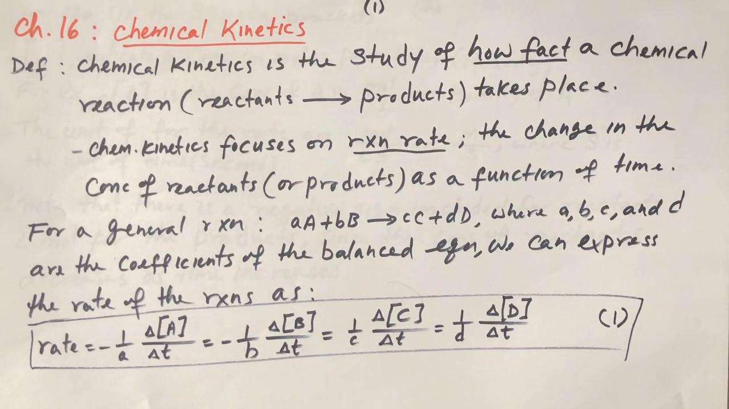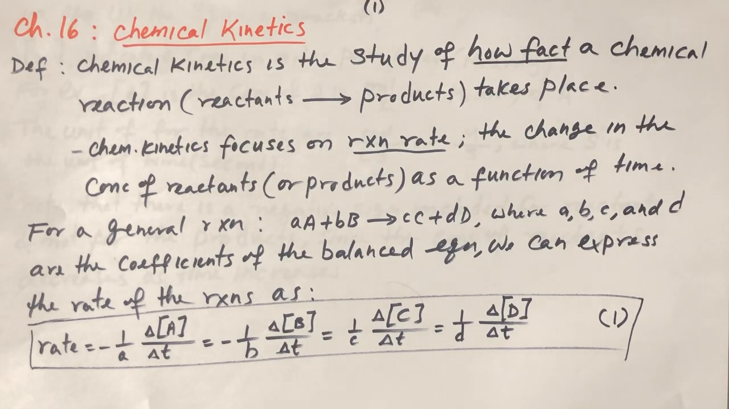Hello, everyone. This is chapter 16, Chemical Kinetics. Today we will be discussing the main topics of chemical kinetics: the definition of chemical kinetics, the general expression for the rate law, and also some examples related to calculation of the rate based on concentration data.